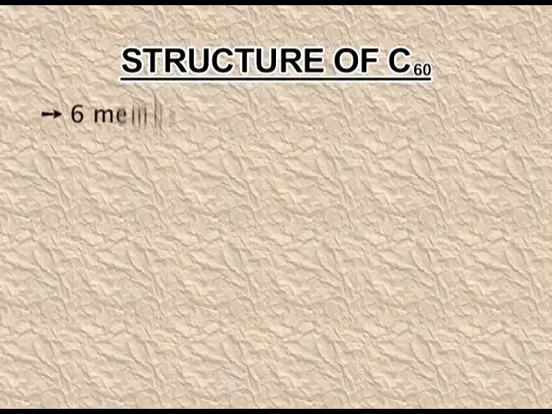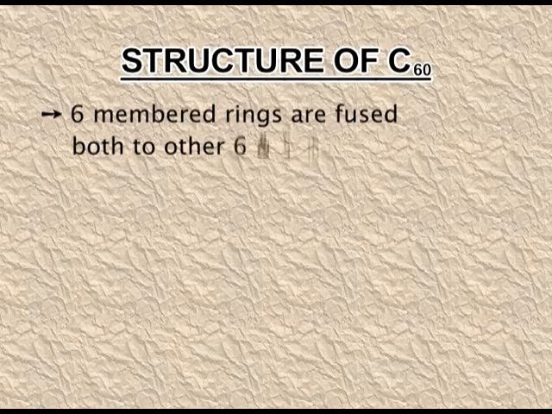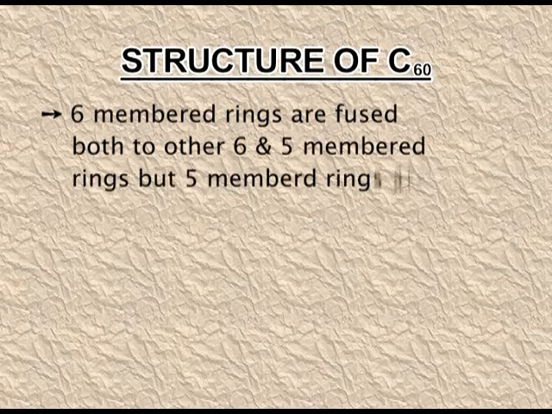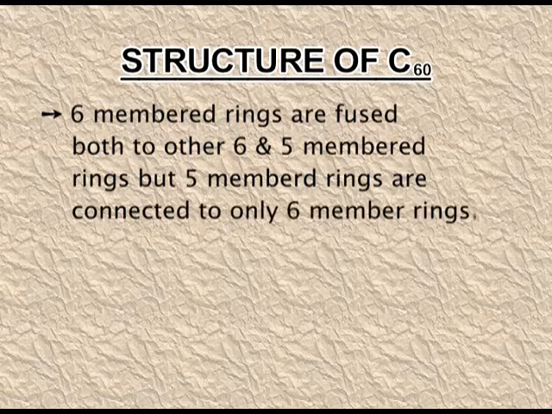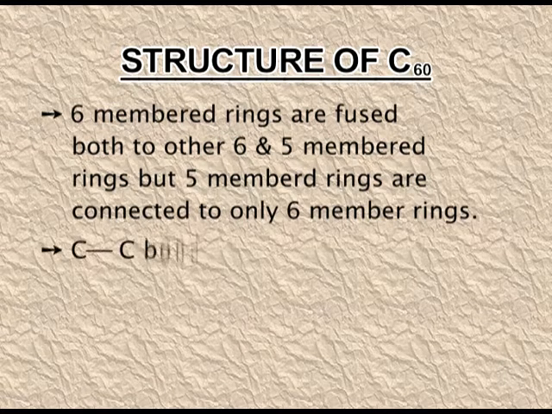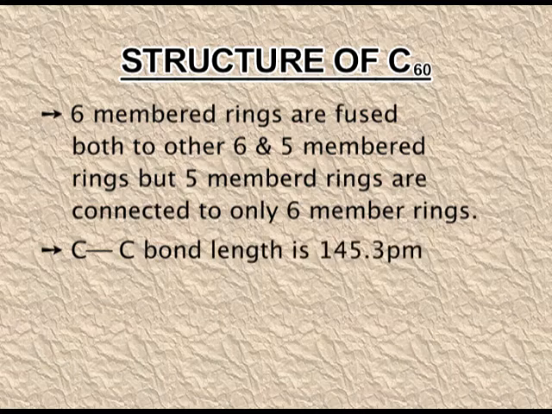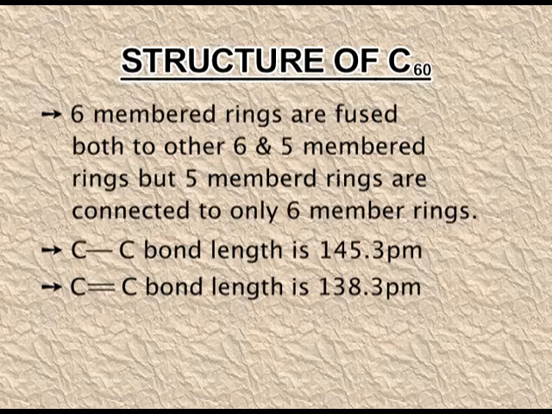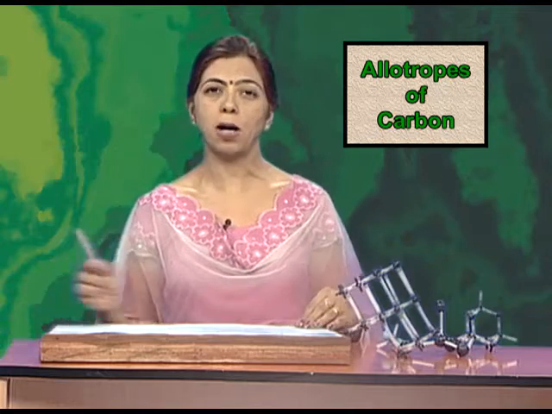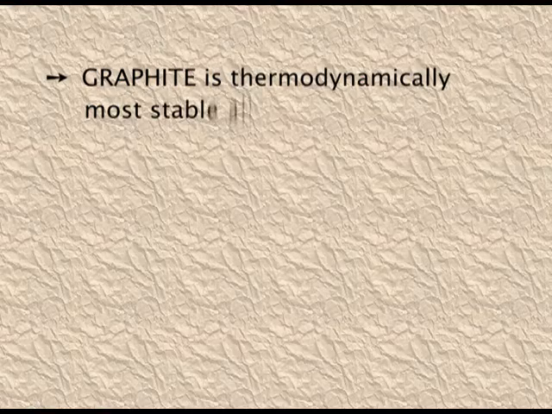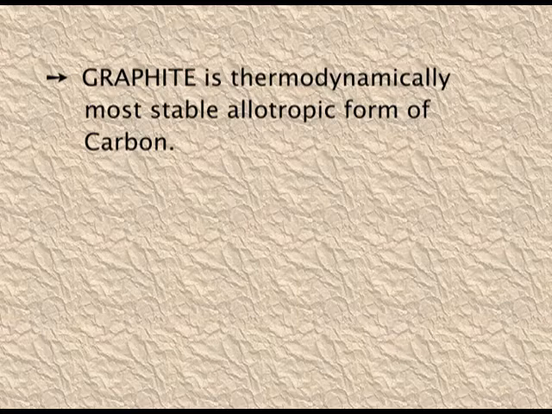The 6-membered rings are fused to both 6 and 5-membered rings, but 5-membered rings are connected to only 6-membered rings. The carbon-carbon bond length is 145.3 picometers and the carbon-carbon double bond length is 138.3 picometers. Among all these three crystalline forms of carbon, graphite is the thermodynamically most stable allotropic form of carbon.